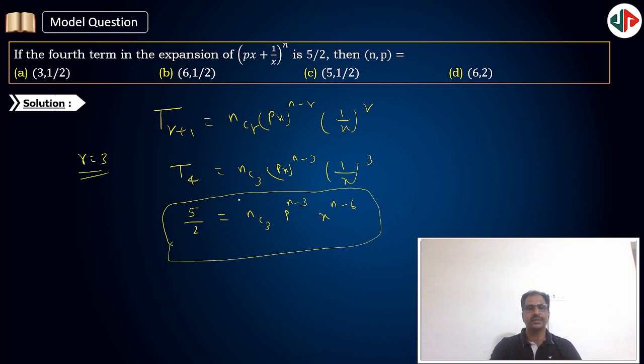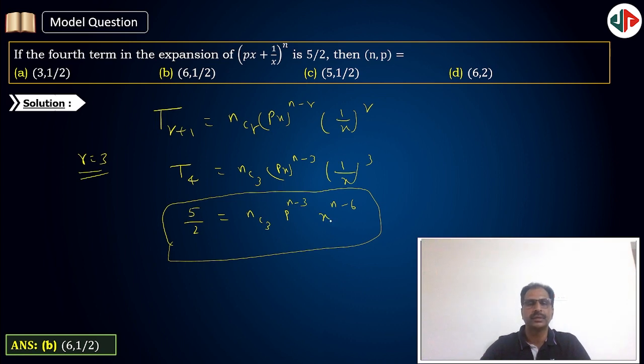Take n is equal to 3 and p is equal to 1 by 2 and verify. If n is 3, 3C3 is 1. So p is 1 by 2 means 1 by 2 whole power 0, which is 1. X power n minus 6. If n is 3, this is x cube. So this is wrong. First option is wrong.